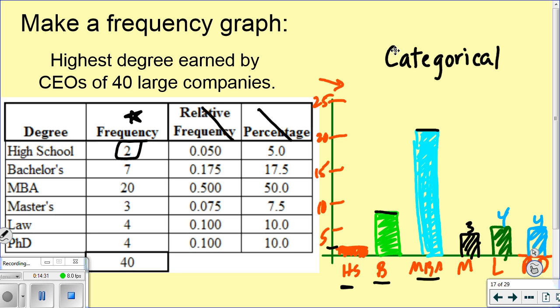If I were getting really picky, I'd say you're going to want a title, right? Then you're also going to want to label each axis. Now I might just label this frequency, and I might label down on the bottom here highest degree. Right, so make sure your bar graph is specific.